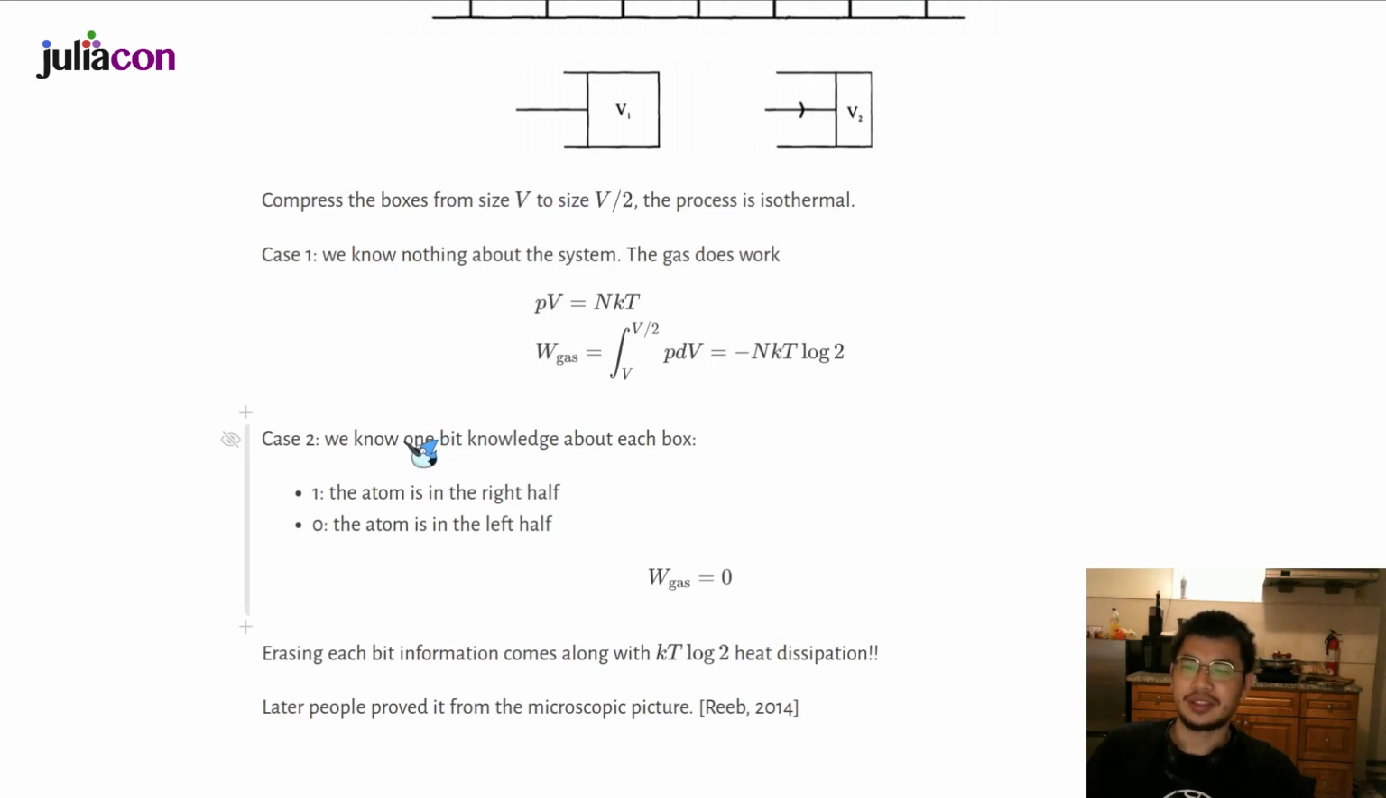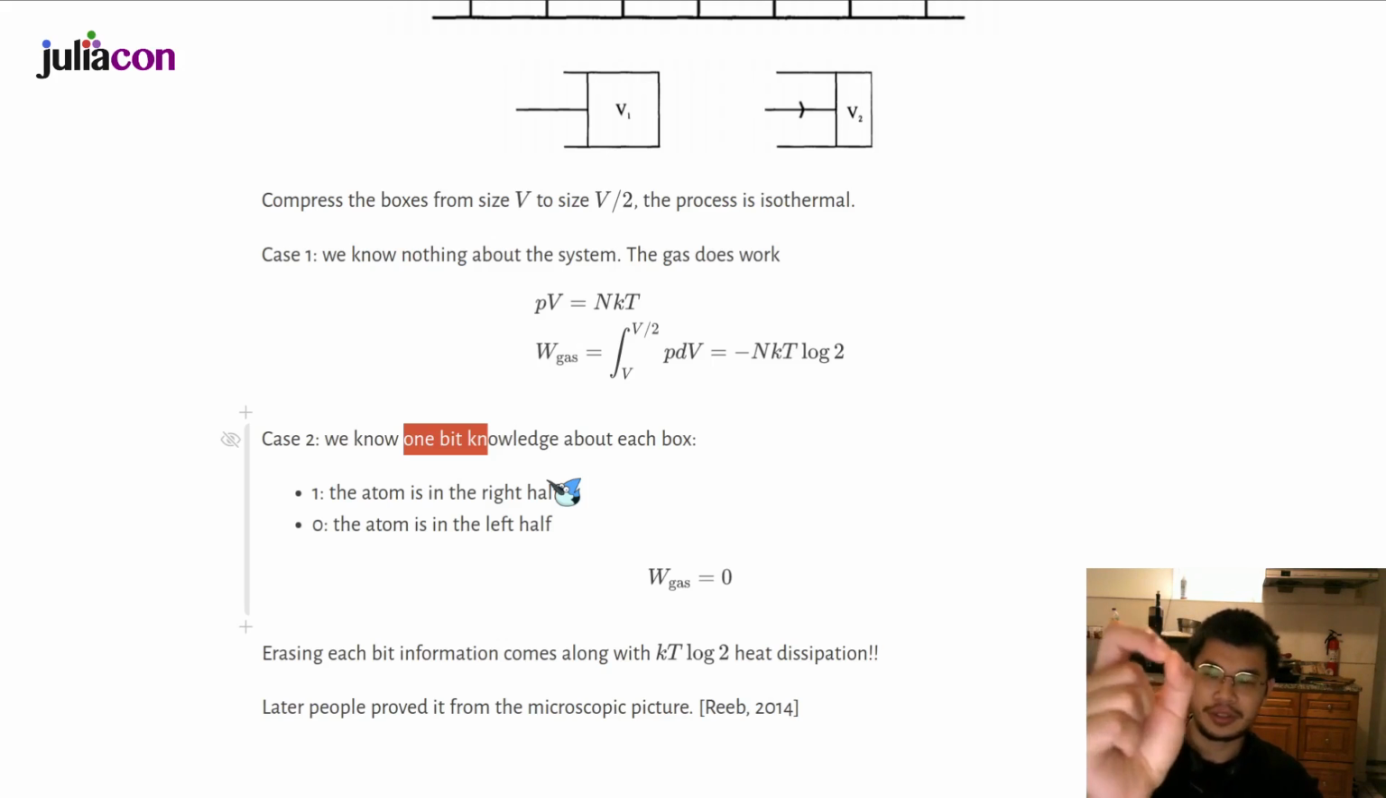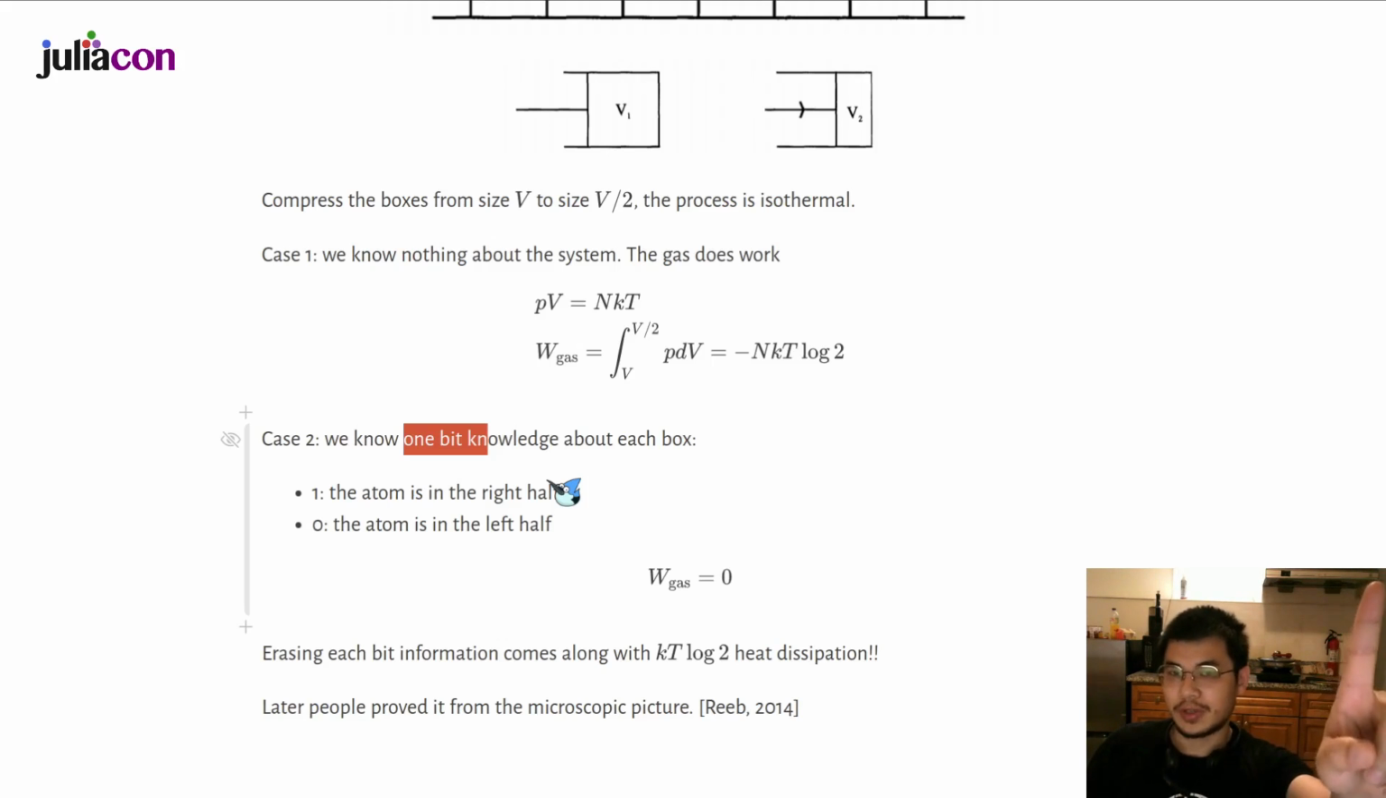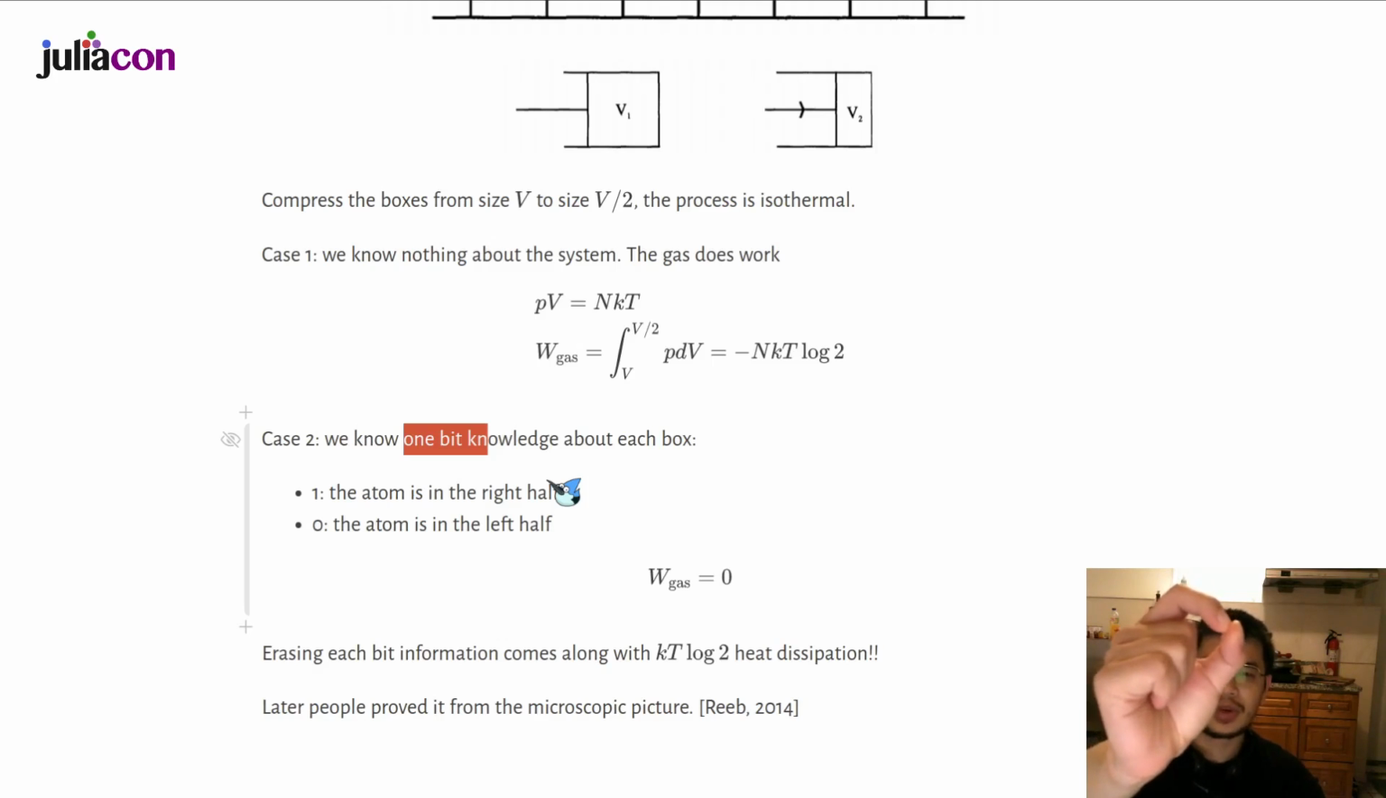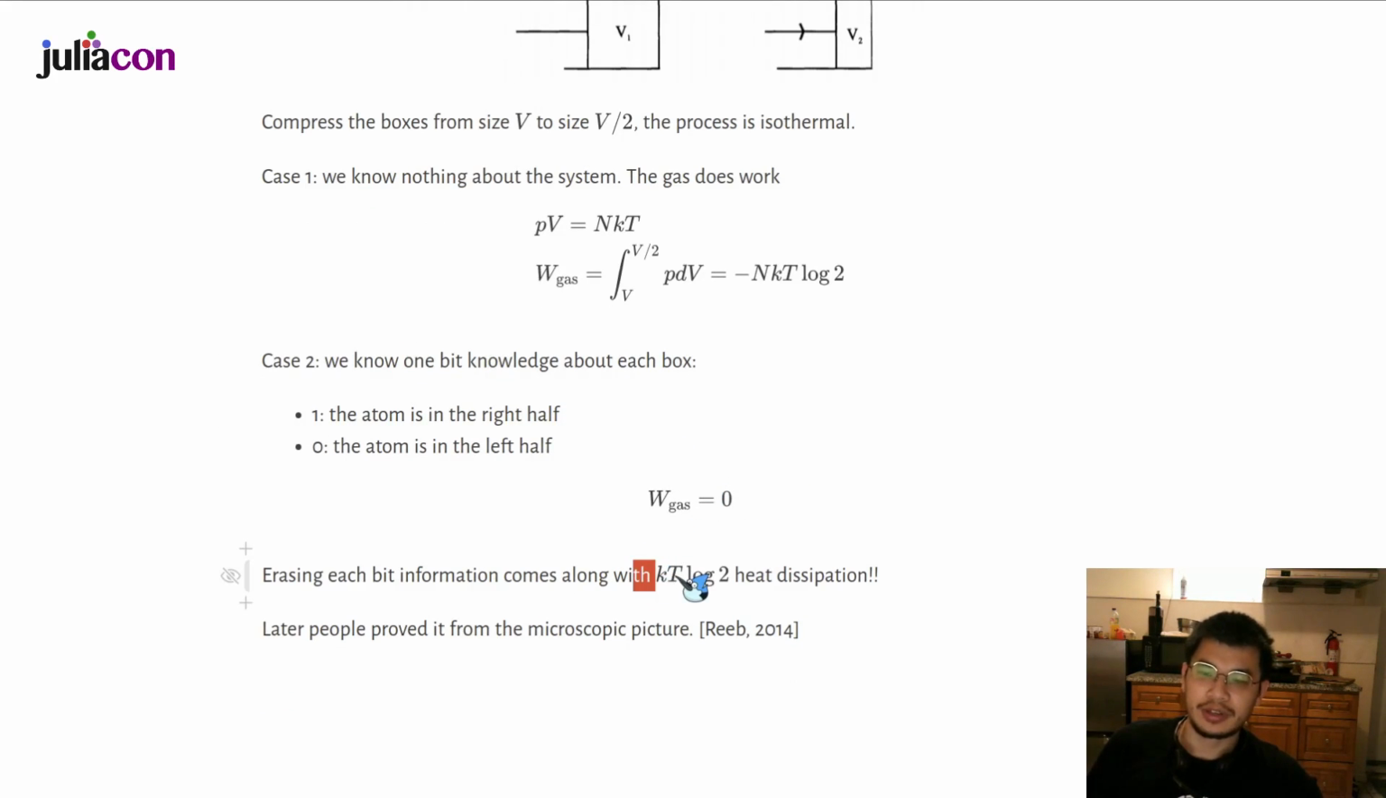In the second case, we consider we know one bit of information about each box. We use Boolean number 1 to denote the atom is in the right half. We use Boolean number 0 to denote the atom is in the left half. If the box state is 1, we compress the piston from the left. If it is in state 0, we compress it from the right. So we need to do zero work because our piston never hits and accelerates the particle.